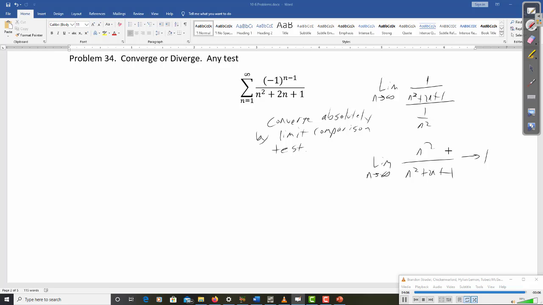Because since 1 over n squared converges, so must this, since they went to a finite value. Other things that might work. You could probably do a ratio test on this. Well, no, I think ratio test would be inconclusive. I mean, I'm sure you could do a direct comparison. Oh, yeah, you could do alternating series test on this. Sure, it does go to 0. It does eventually become non-increasing. That'll tell you it converges.